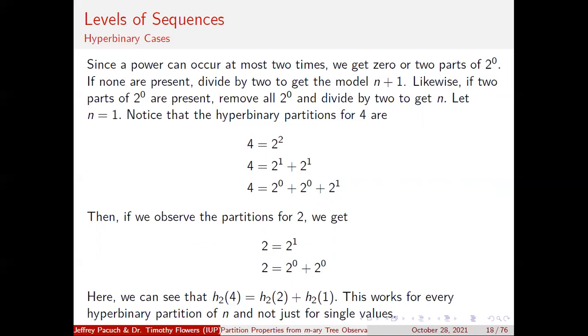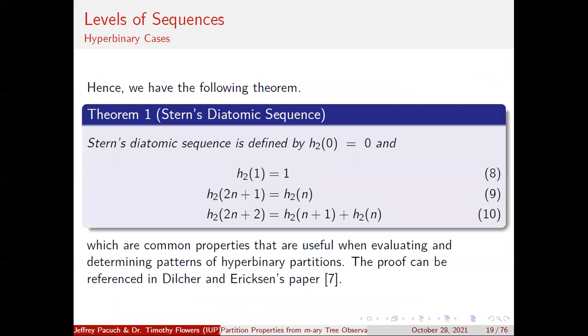And then we already defined that the hyperbinary partitions of 1, there's going to be only 1 way to do that. So 2 plus 1 is 3. It's going to be the same. And then this is where we can define it as an official theorem. So this is called Stern's diatomic sequence. Stern's diatomic sequence is defined as binary partitions.